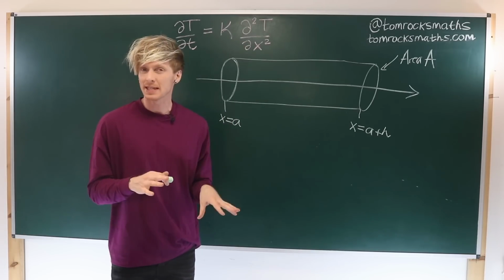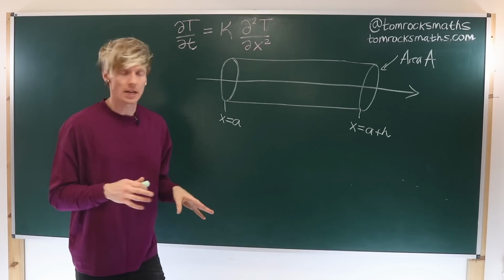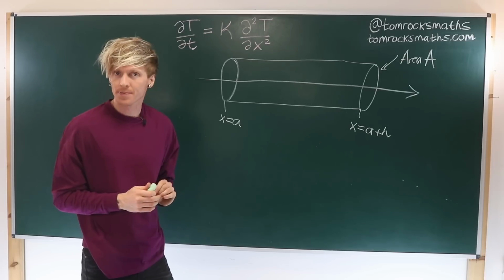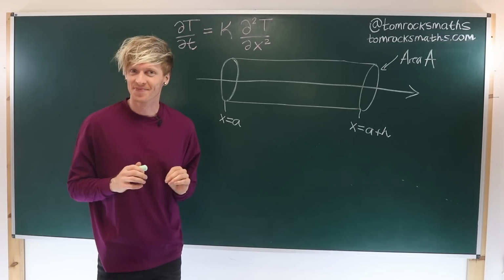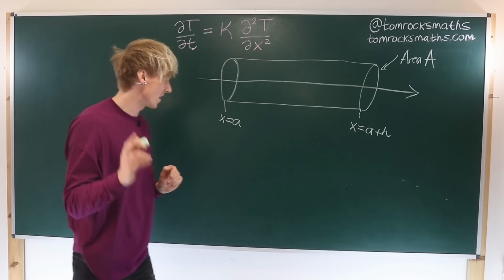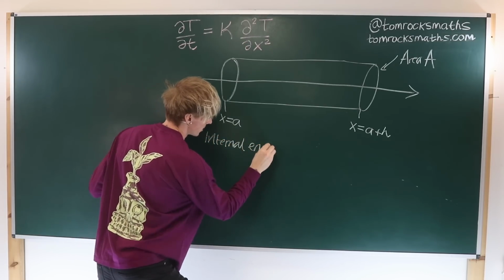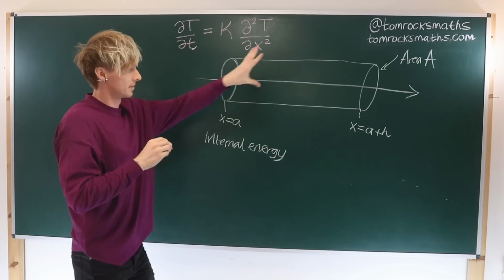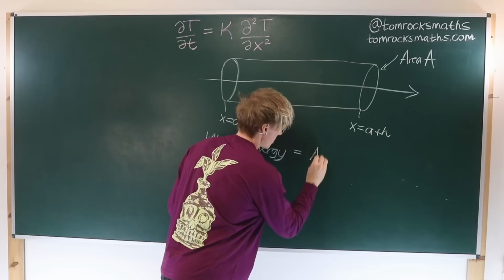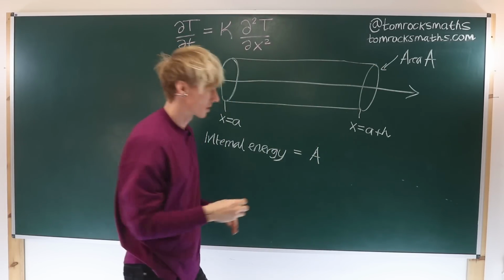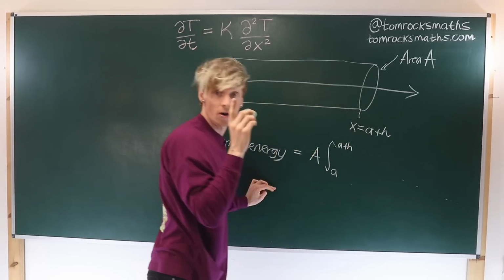Now, we want to consider how the internal energy of our rod is changing within this small segment. And at this point, we need to actually borrow some knowledge from our physics friends. So our friends over at physics can tell us that the internal energy for a rod in one dimension of length h, from A to A plus h, is going to be equal to the cross-sectional area A, which is constant, multiplied by the integral from A to A plus h of 3 things.